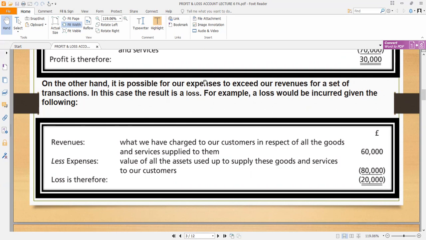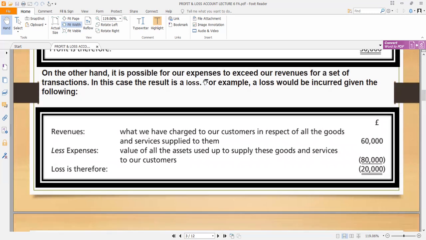As you can see, we are subtracting with a greater amount, so our answer will be 20,000 pounds. As you can see, it is in brackets, which means they are subtracting. The 20,000 pounds is in brackets, which means that it is a loss.